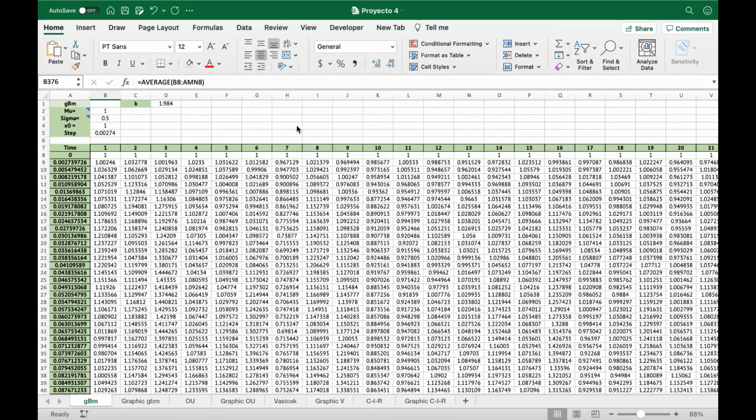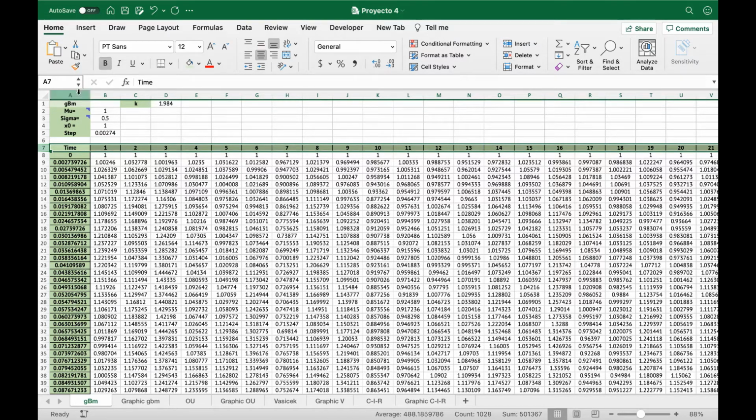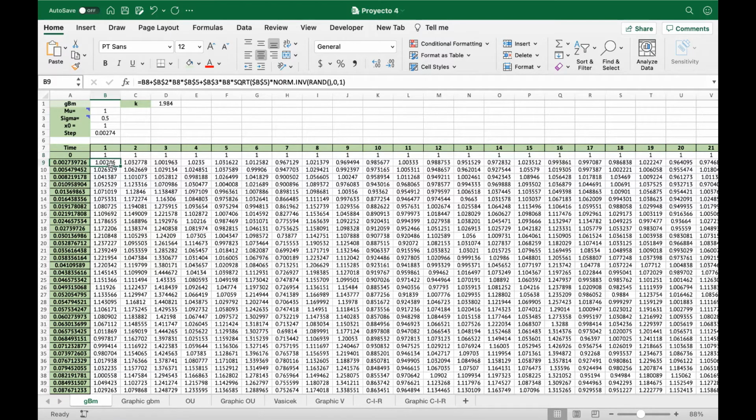Okay, so what we did in this Excel was to simulate 1,000 trajectories using the numeric equation by Euler-Maruyama method for each model. First, we simulated the geometric Brownian movement, and the first thing that we did was to assign values to the parameters mu, sigma, x0, and we defined stepping time equals to 1 divided by 365. In row 7, we can see the trajectories, and column A corresponds to the time. Here we can see that each trajectory in time 0 starts only with the value of x0, and then we apply the formula calculated by the Euler-Maruyama method.